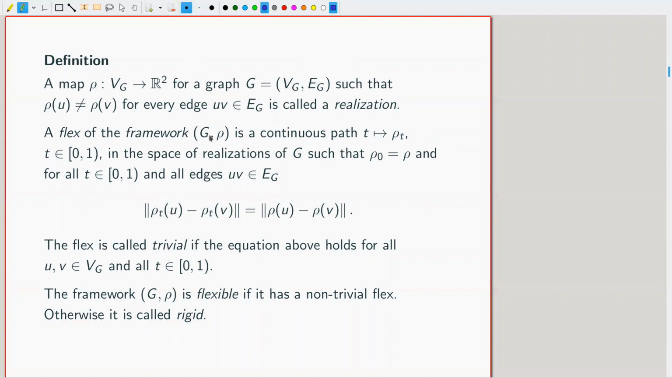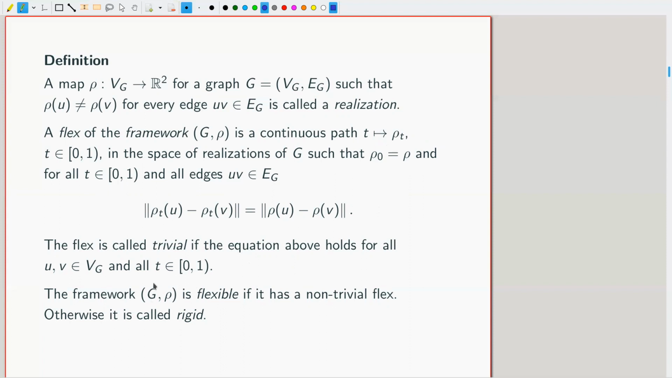Now to define flexibility, we say what a flex is. That's a continuous path parameterized by t in the space of realizations of the same graph, such that I start in my realization rho, and I require that the edge lengths are preserved during the flex. Of course, you can take a realization and translate it somewhere else, or rotate it, and that's trivial. So automatically you get this for any realization. We call the flex trivial if it's induced by rigid body motions. Those are not interesting, so we are interested in non-trivial flexes.